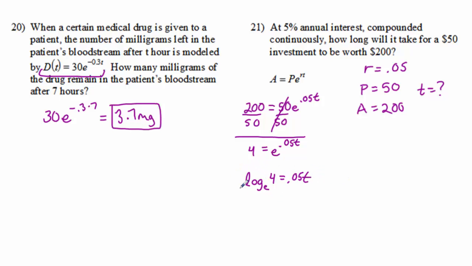So we can figure out this on the left side and then divide by 0.05. And remember, log base e of 4, you can type in ln of 4 and that'll give you the answer. That's going to be 1.386 equals 0.05t. Divide by 0.05 and you get 27.7.